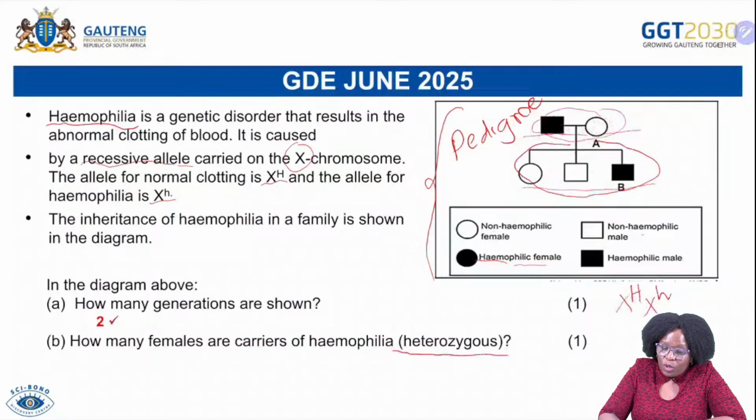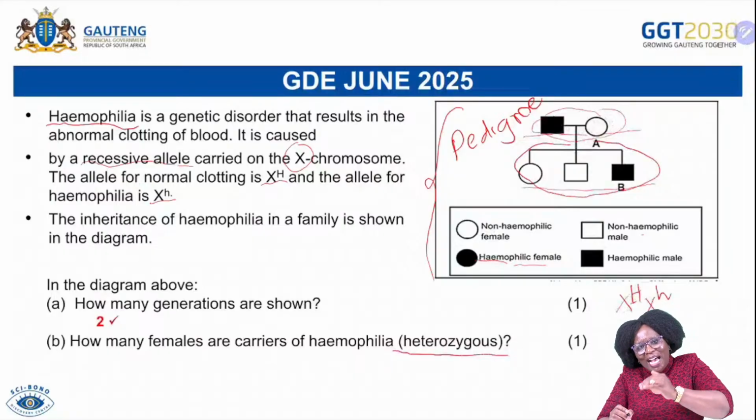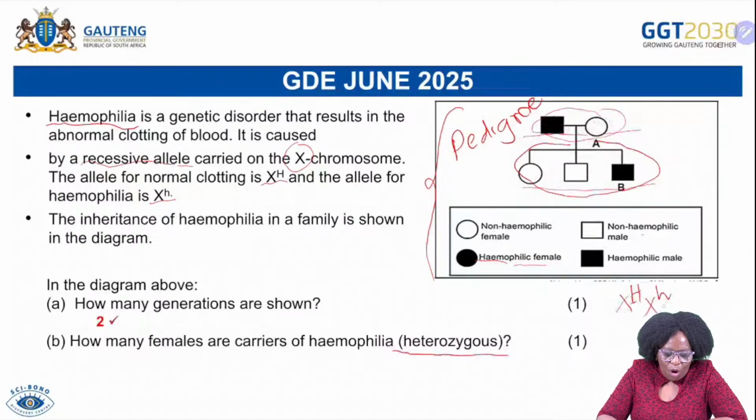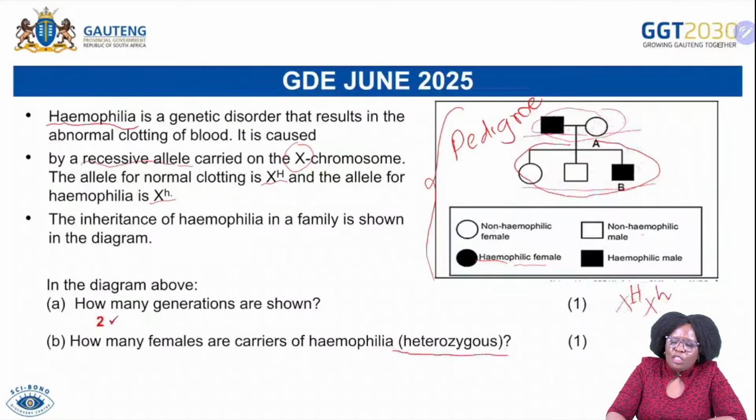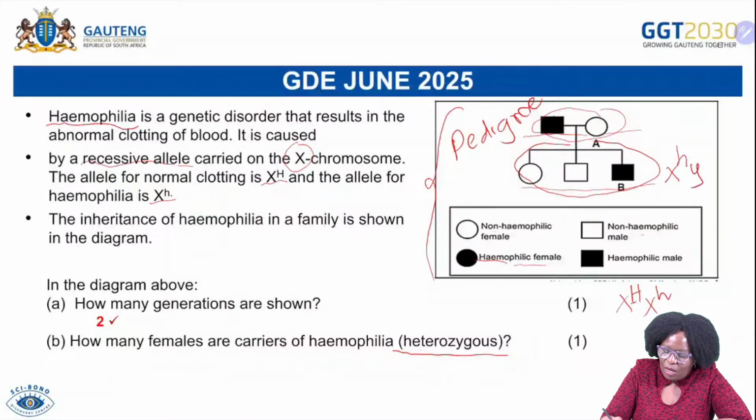That is a carrier. You can see they are not suffering from the condition because the dominant allele is masking the recessive one, but they are carrying the allele for hemophilia. So how many females? If you look at this female here, she has 3 children with the male. And if you look at this B, B is shaded. It's a male that is shaded, meaning that he is the shaded male suffering from hemophilia.